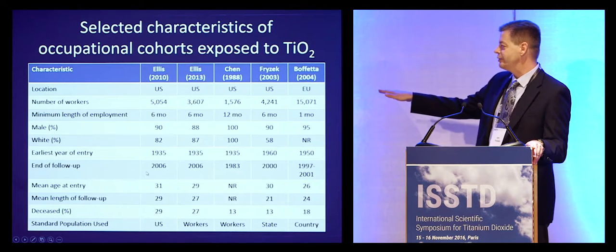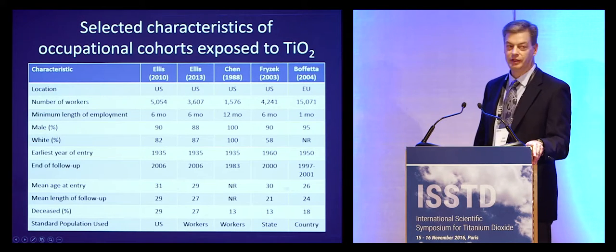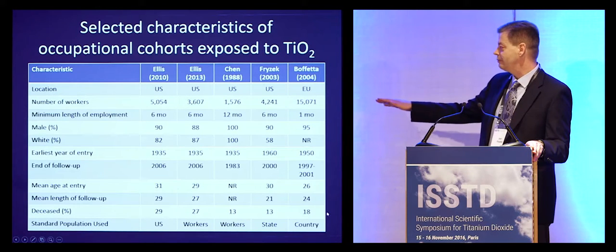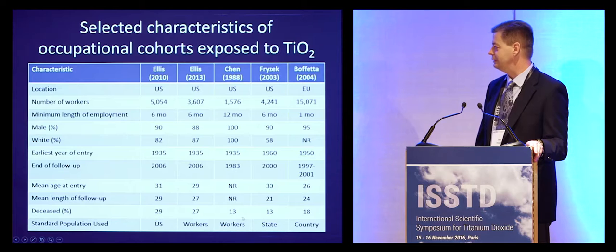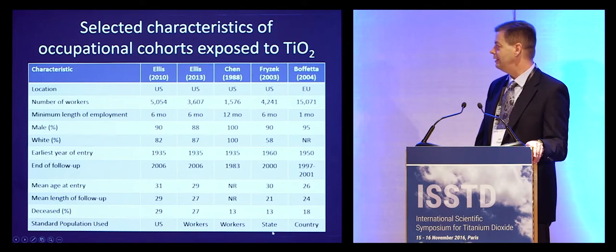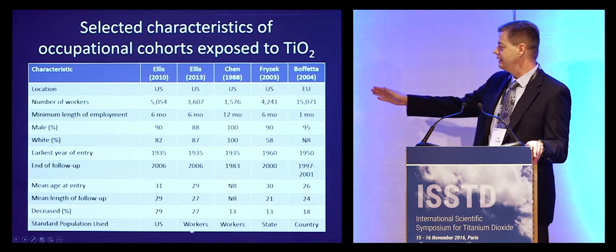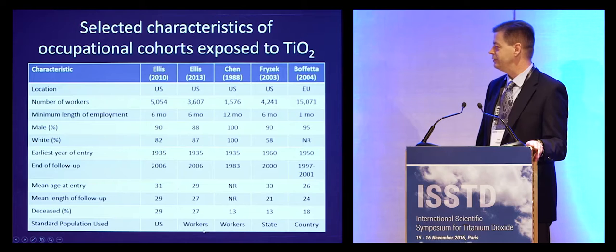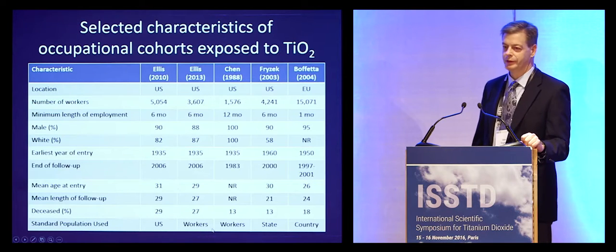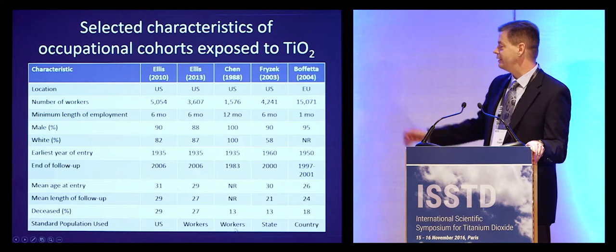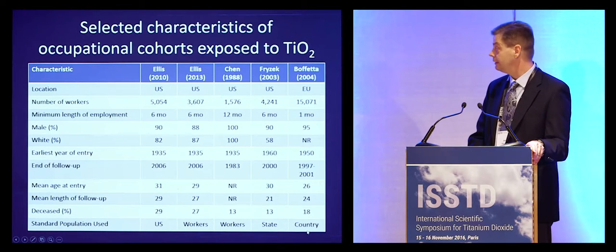The mean age at entry was pretty much the same. We all followed up our cohorts more than 20 years, and we had a similar level of deceased population. We did also use different comparison groups. The Ellis study used the US standard. They also used an internal comparison of other DuPont workers, and I'll talk a little bit more about that. We used the state, and Boffetta used country-specific rates.